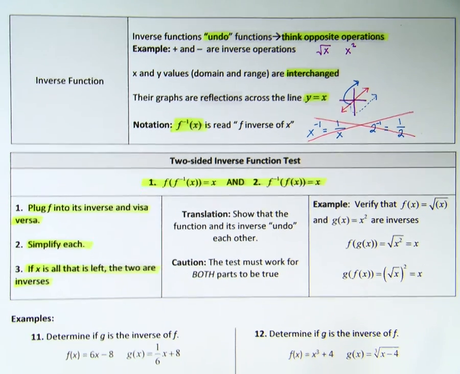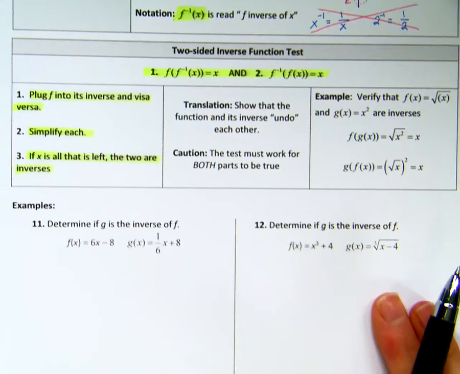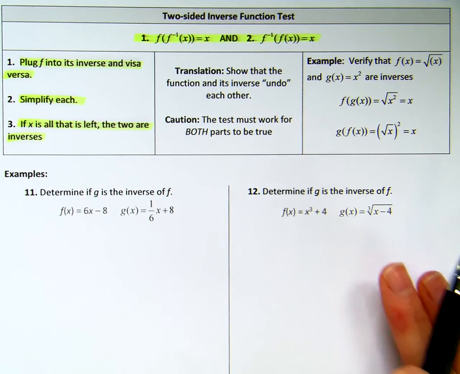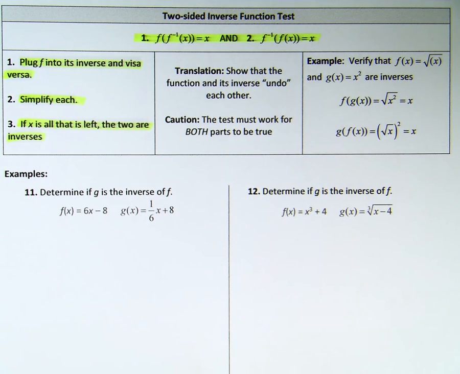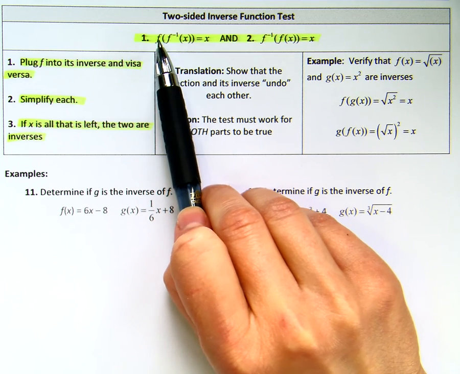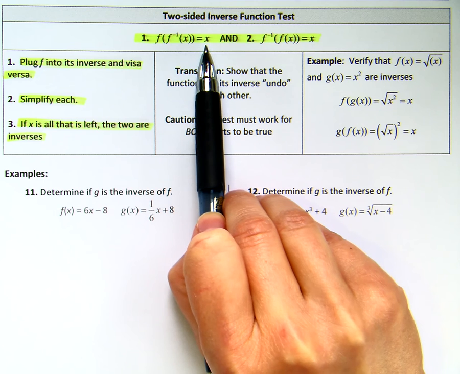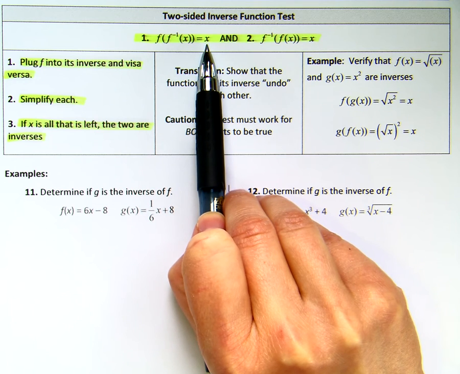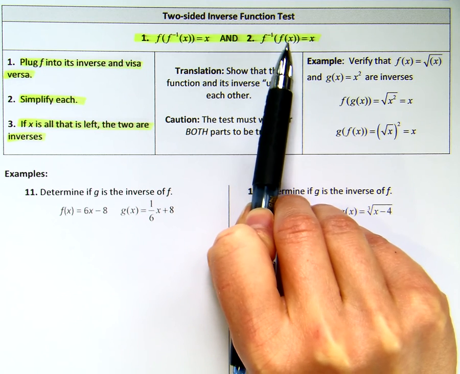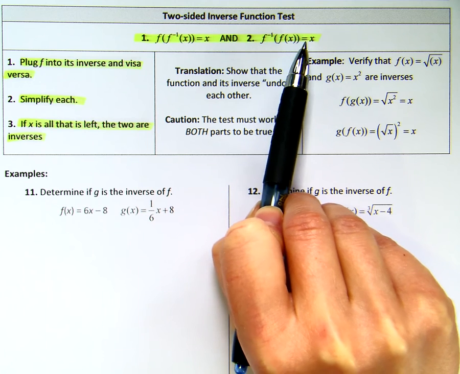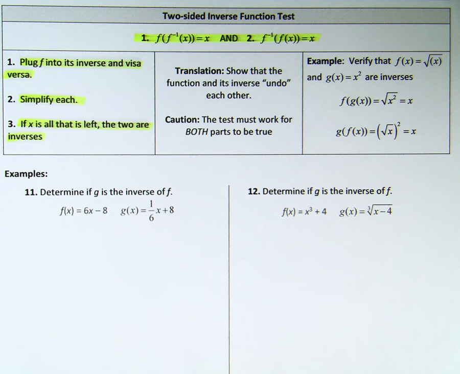So let's get into some problems dealing with these inverses. The first thing we're going to look at is whether or not we have two functions that are inverses. We have something called a two-sided inverse test, and this is going to use the idea of composition of functions. If you plug an inverse into a function, it should cancel everything out so that x is all that's left. As well, if you plug a function into its inverse, again, everything should cancel so that all that's left is x. So let's look at a couple of examples to try this test and see how it works.